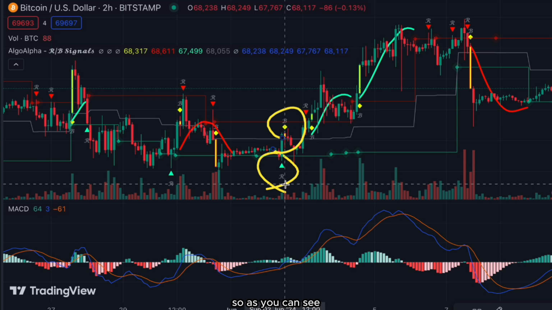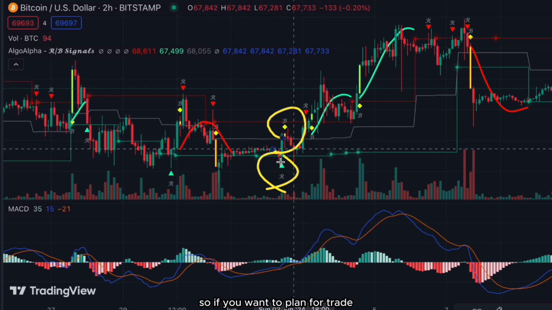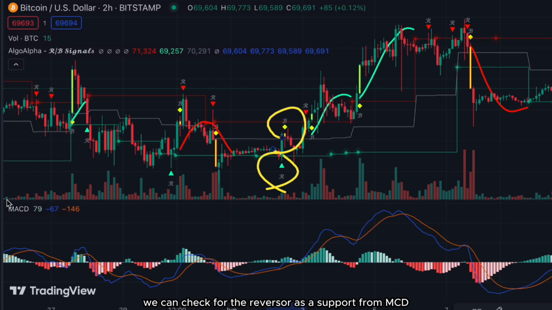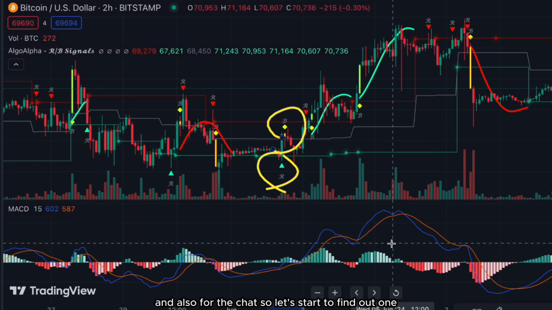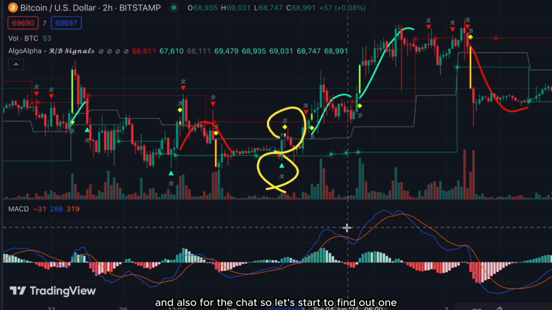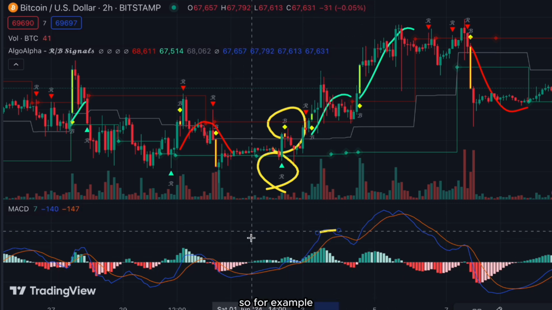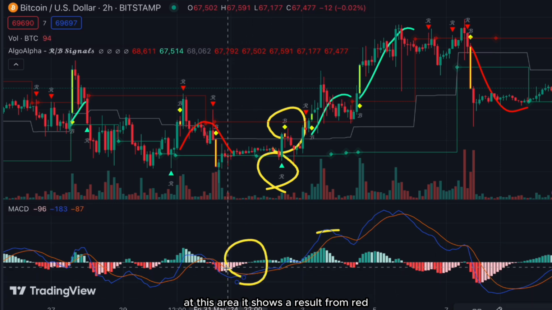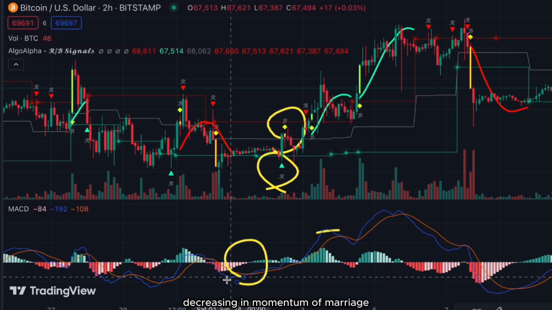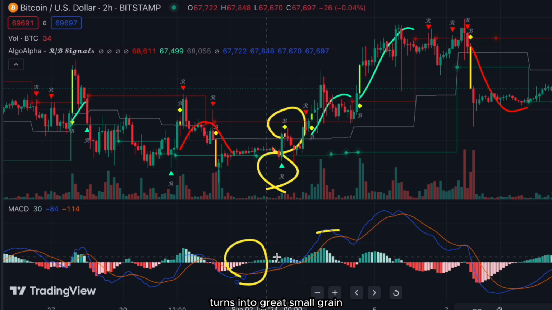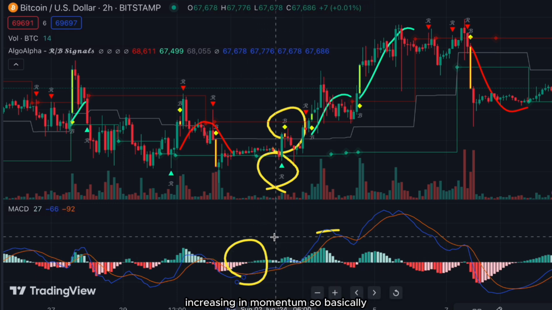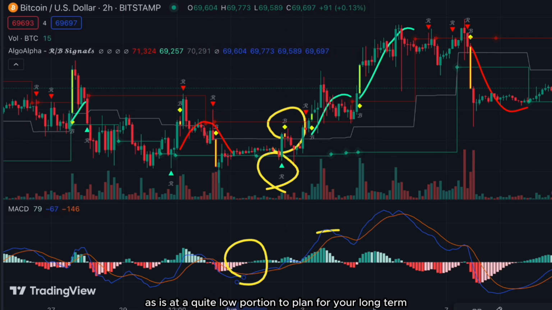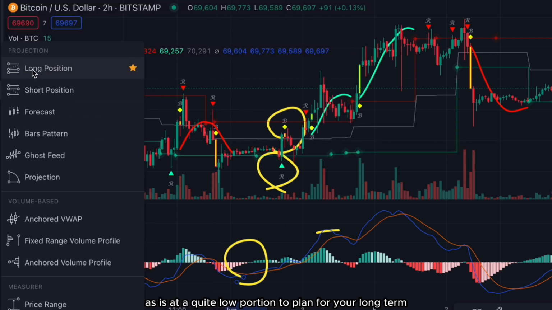So as you can see, if you want to plan for a trade, we can check for the reversal as a support from MACD and also from the chart. So let's start to find out one reversal point. For example, at this area, it shows a reversal from red, decreasing in momentum of bearish, turns into green, small green, increasing in momentum. So basically this will be a position at a quite low position to plan for your long trade.